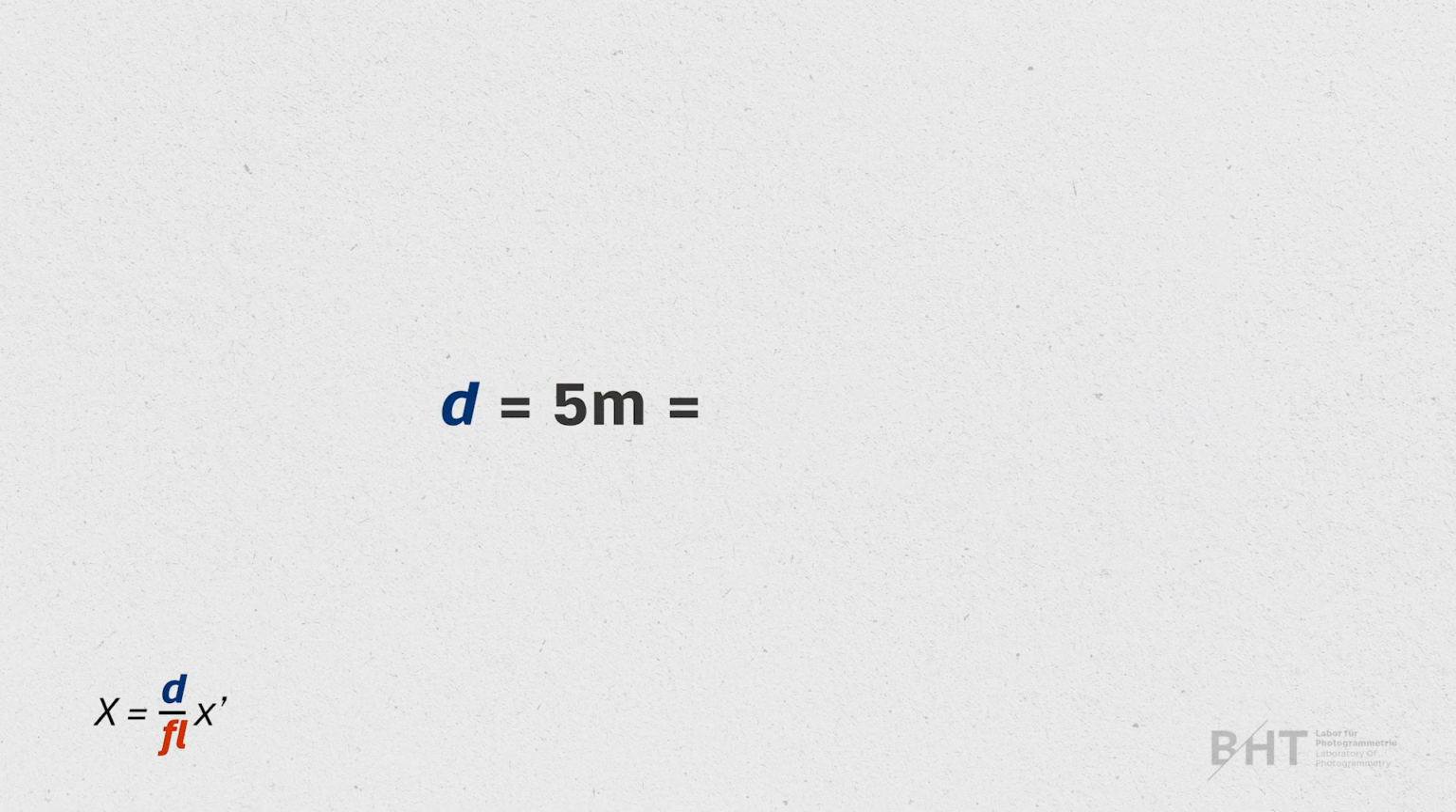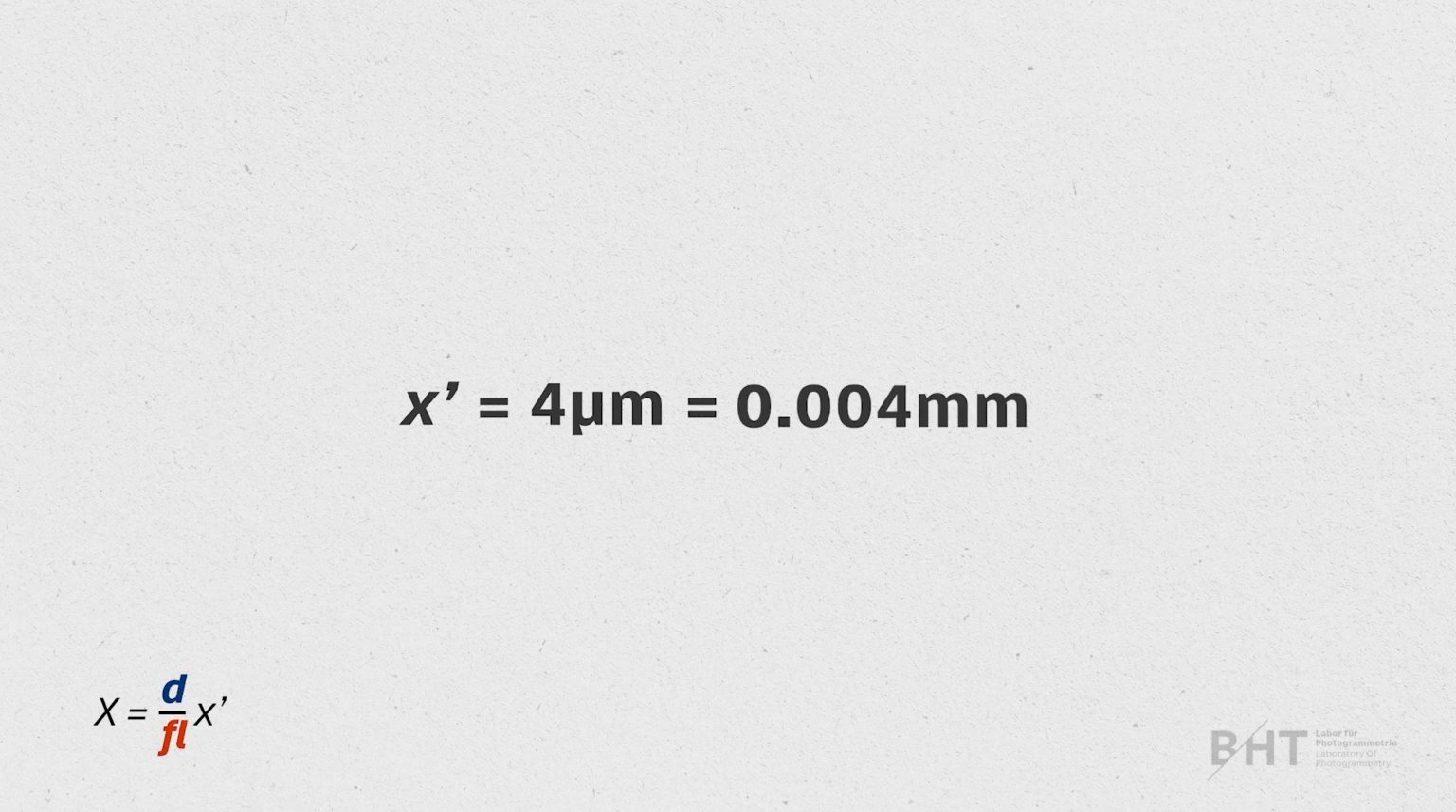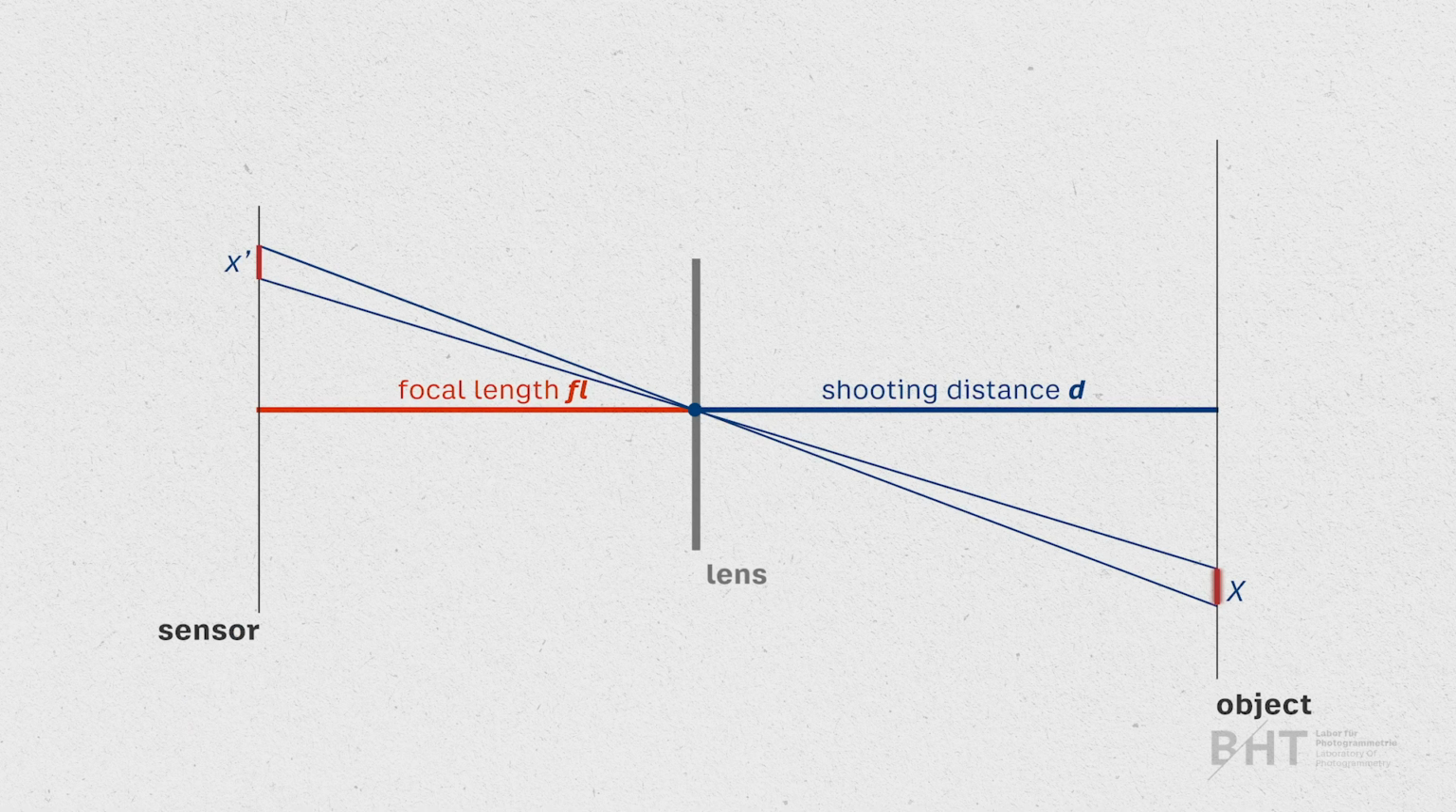A shooting distance of 5 meters, therefore, would be 5,000 millimeters. And a physical size on the sensor of 4 microns would be 0.004 millimeters. Let us assume that we want to know how far we can position the camera from the object to get a certain object's pixel size that is still small enough to ensure a sufficient modeling of the object's surface with good resolution. In that case, the equation would read like this.